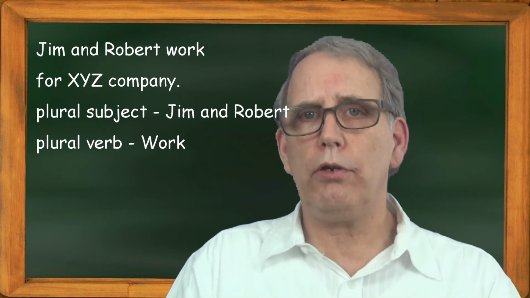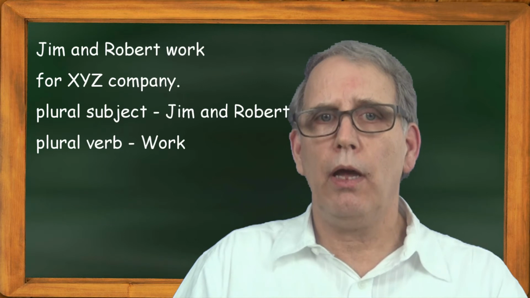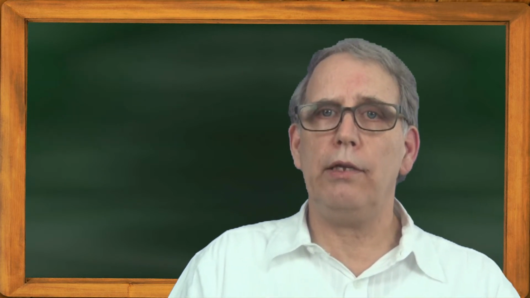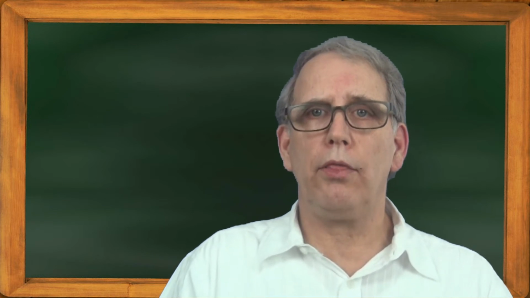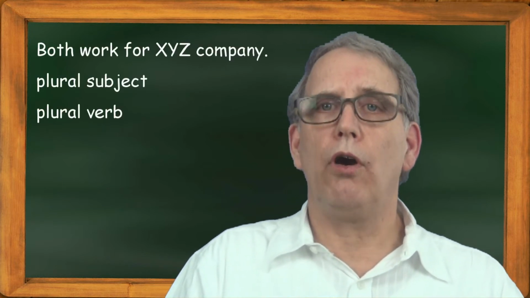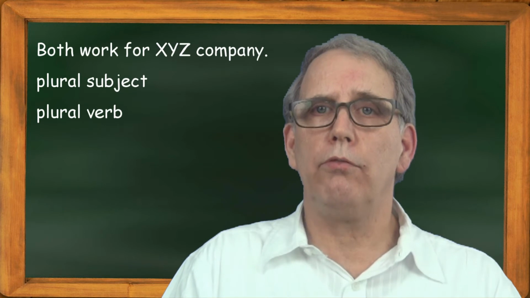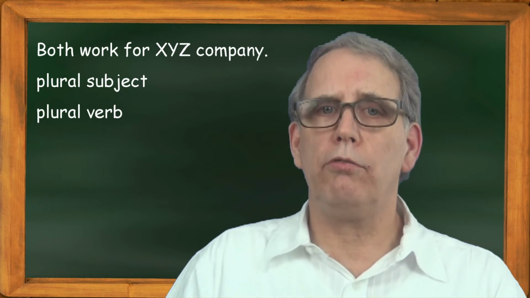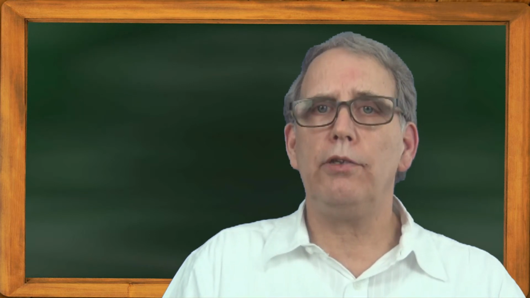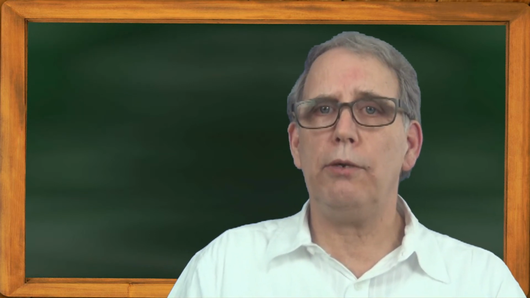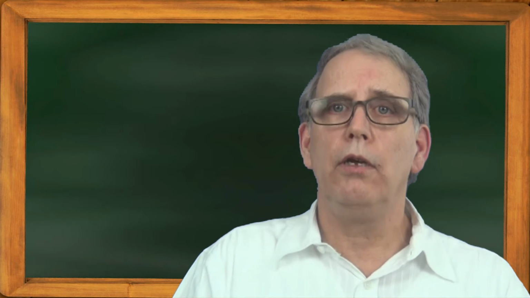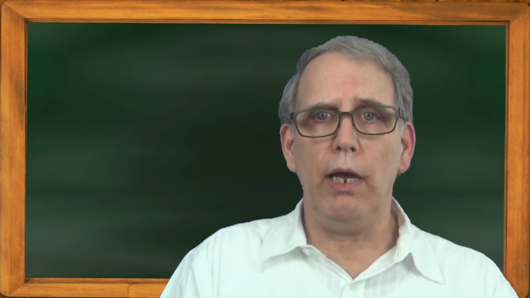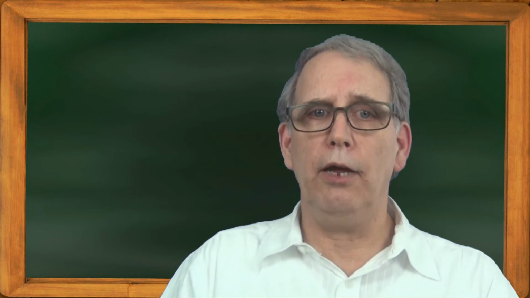Now we have a plural subject, Jim and Robert, with a plural verb, work. Now we want to replace Jim and Robert with the pronoun both. So both work for XYZ company. Plural subject, plural verb. Why? Because in the original sentence there were two subjects. It was a plural subject, so it had a plural verb. When we replace the subject with a pronoun, the verb has to stay the same.